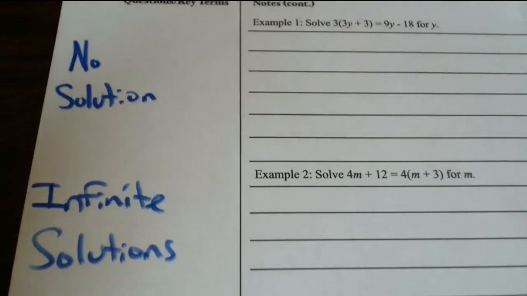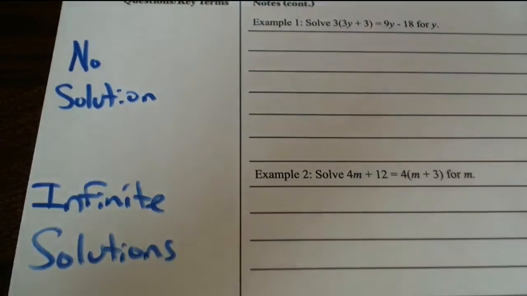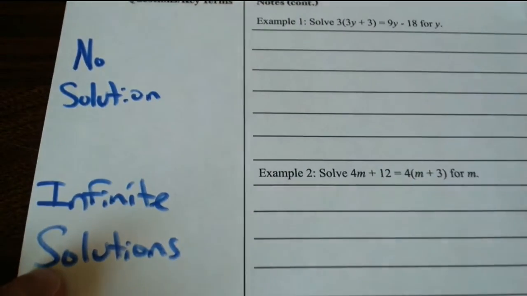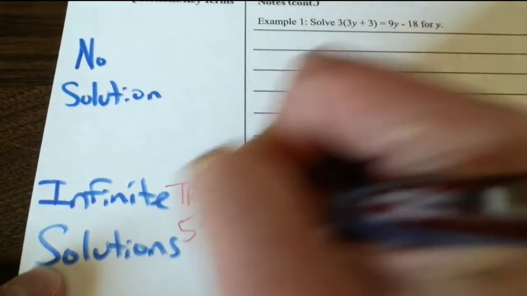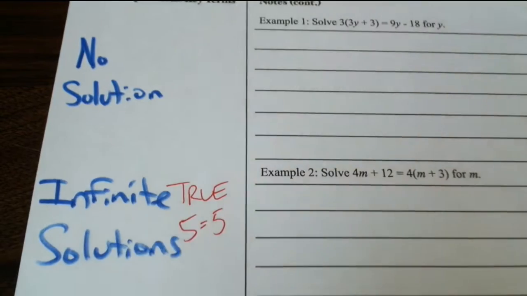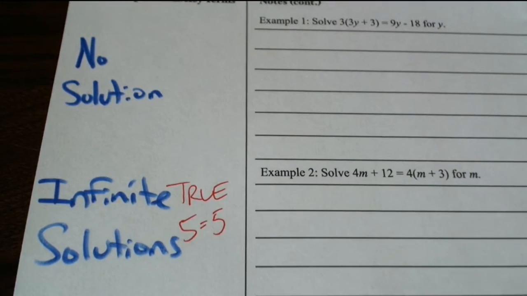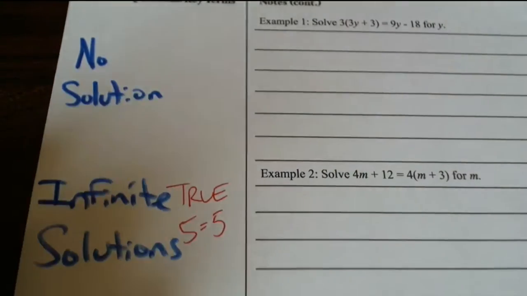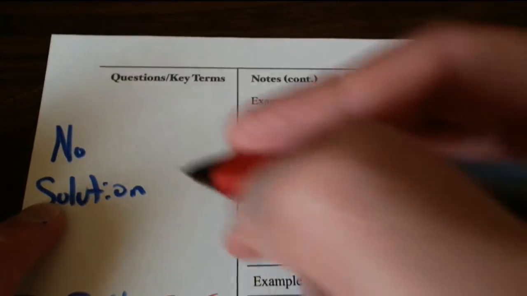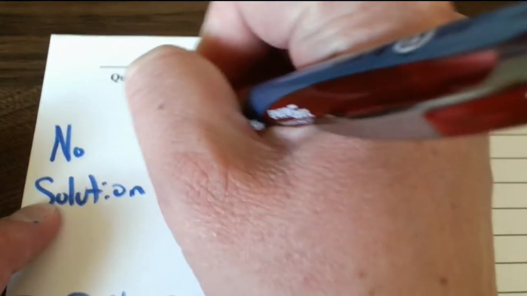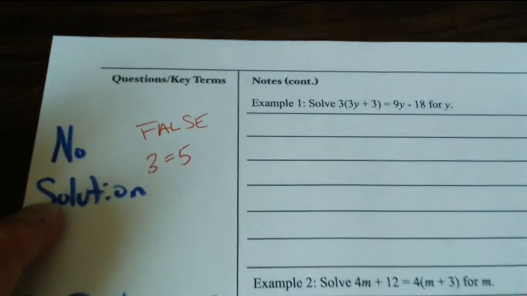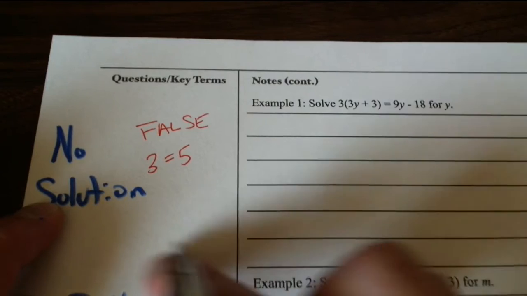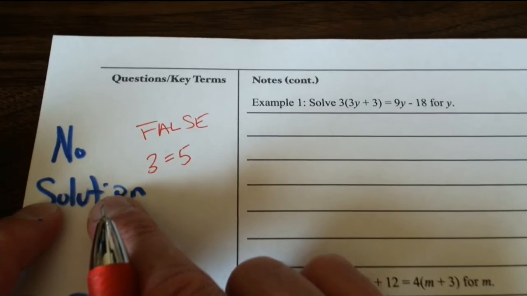So our infinite solutions, that's when our variables actually kind of disappear and we end up with a true statement. So it has to be true. So something like 5 equals 5. That's a true statement. And we would say, oh, that equation has infinite amount of solutions. And our other one with no solution, that's when we end up with a false statement. For instance, like 3 equals 5. We all know 3 does not equal 5. That's false. And that would result in a no solution for our answer.